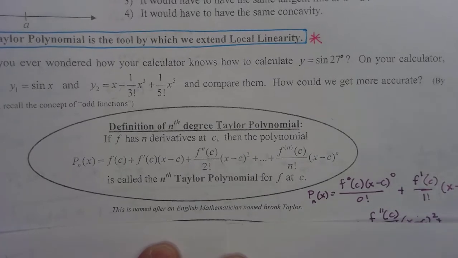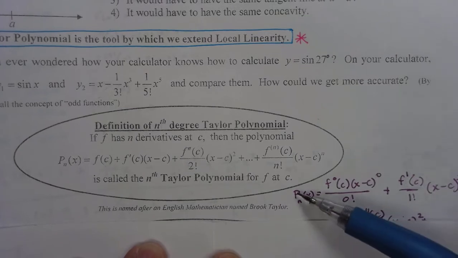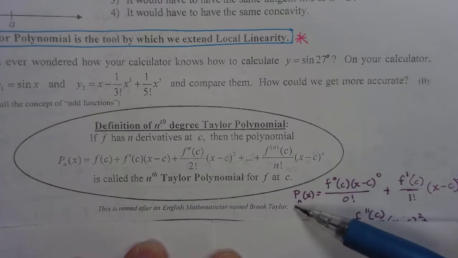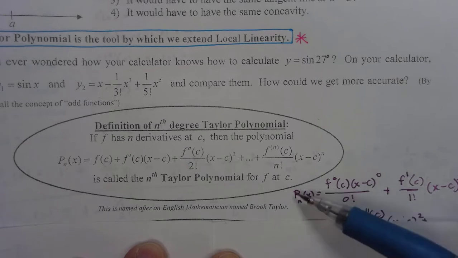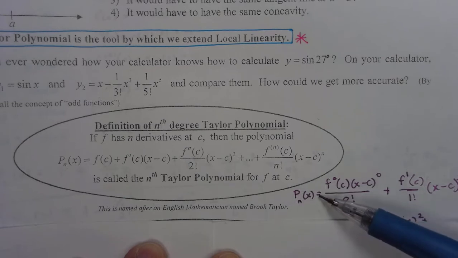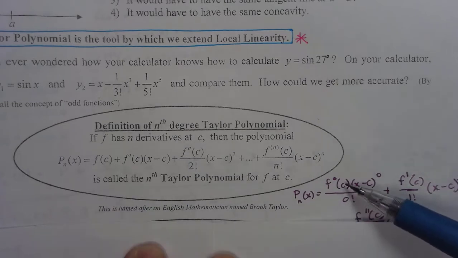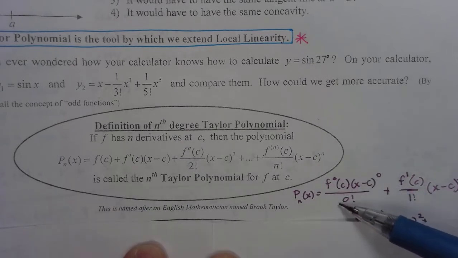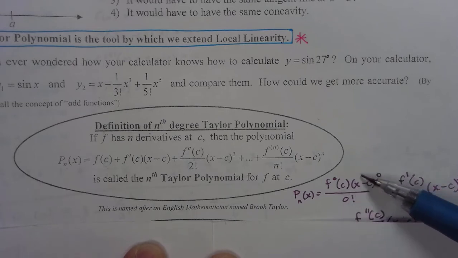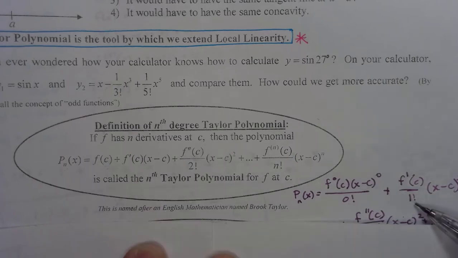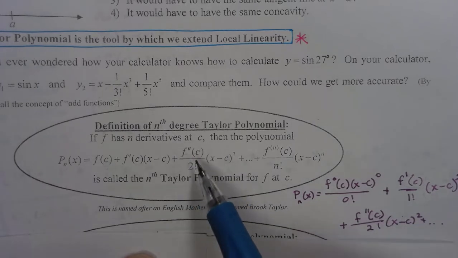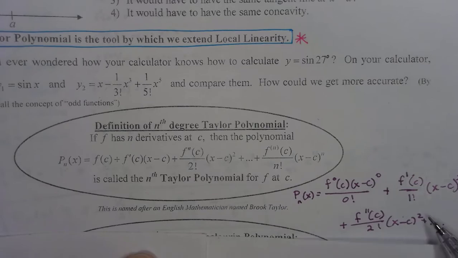So remember that we talked about 0 factorial having to be defined as 1. Here is a reason. I'm going to have 0 factorial in the denominator. Notice that P sub n of x, my nth degree Taylor polynomial, has a first term that is actually the 0th derivative over 0 factorial times x minus c to the 0. Plus, there's our first derivative over 1 factorial times x minus c to the 1. Plus, there's my second derivative over 2 factorial times x minus c squared, and so forth.